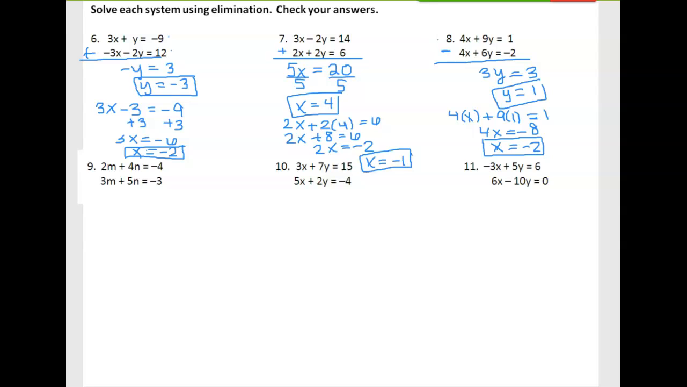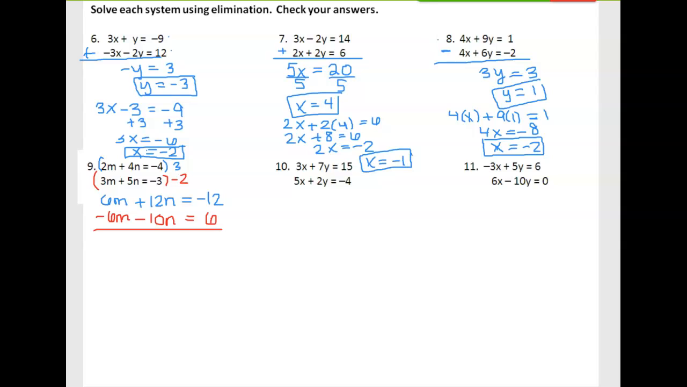So let's say we want to eliminate the m's. We're going to maybe get them to the number 6. So what we're going to do is multiply the top equation by 3. So 2 times 3 is 6m. 3 times 4 is 12n. And negative 4 times 3 is negative 12. And they're going to multiply the bottom equation by negative 2. So you get negative 6m, negative 10n, and a positive 6.